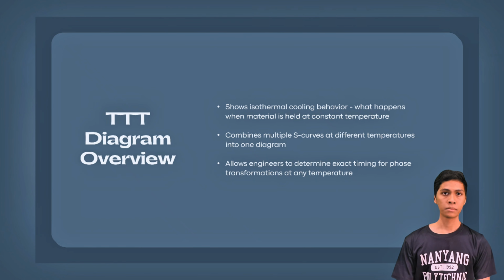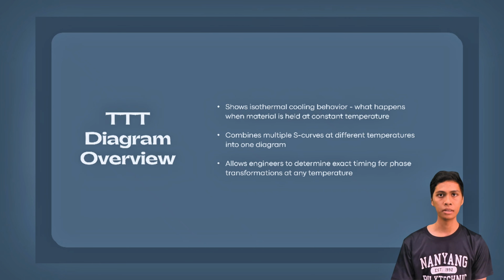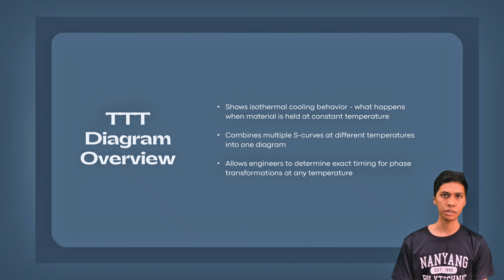TTT diagrams are essential tools in material science, particularly in the study of phase transformations in steel. A TTT diagram represents the behavior of a material undergoing isothermal cooling. That is, it shows what happens when a material is rapidly cooled to a specific temperature and then held constant. Unlike continuous cooling curves, which reflect real-world cooling processes, TTT diagrams isolate the effects of temperature by maintaining it steady, allowing for precise observation of transformation kinetics.